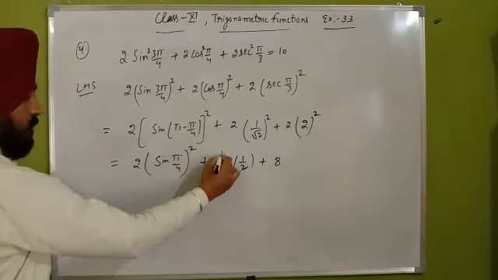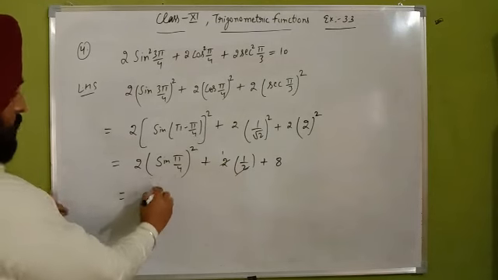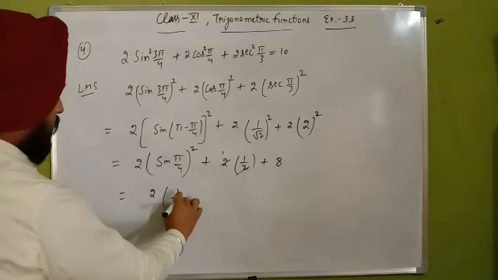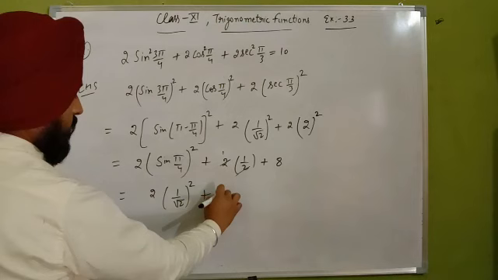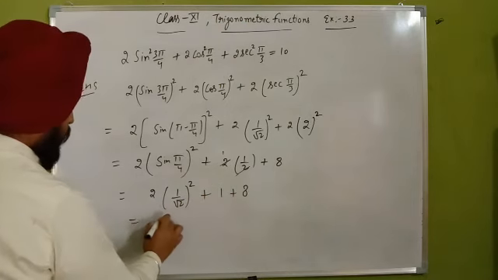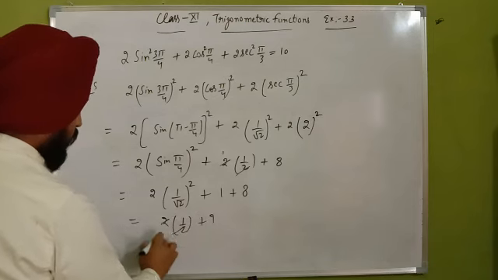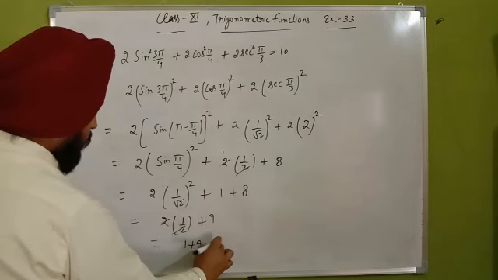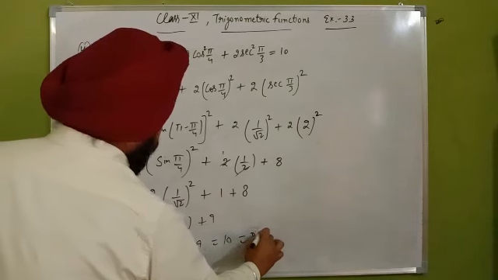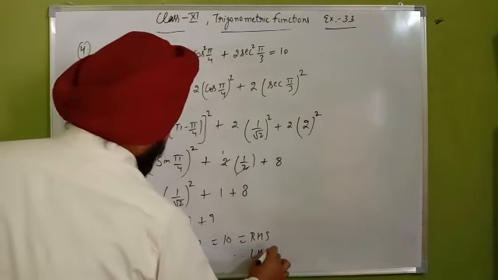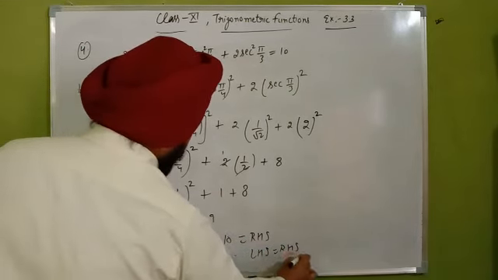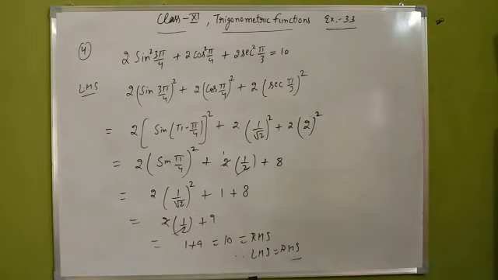Now we can cancel 2 with 2 there. So sine pi by 4 also gives you 1 upon square root 2 whole square plus 1 plus 8 there. 2 into 1 plus 1 upon 2 plus 9. Cancel 2 with 2. 1 plus 9, that gives you 10, which is equal to right hand side. So left hand side is equal to right hand side. That's all. Again, very simple question.